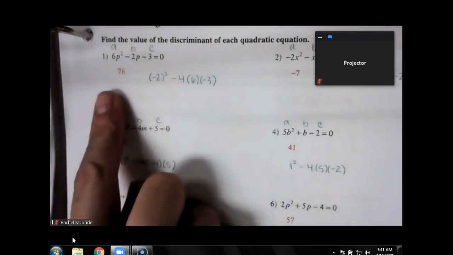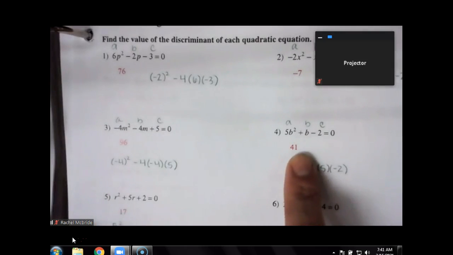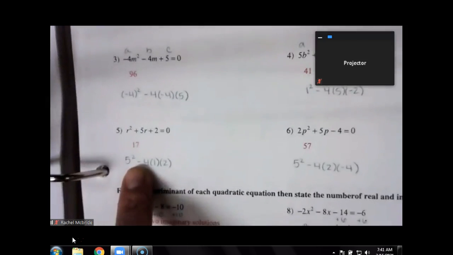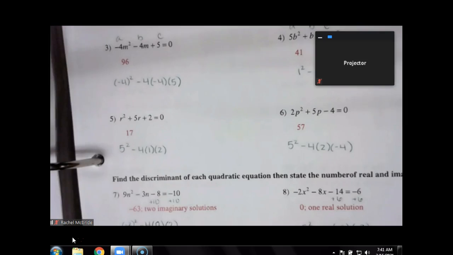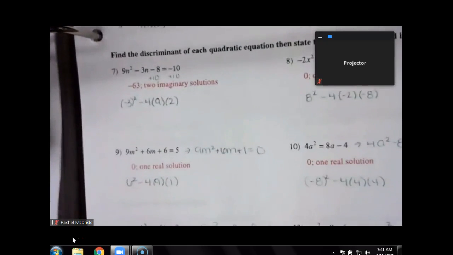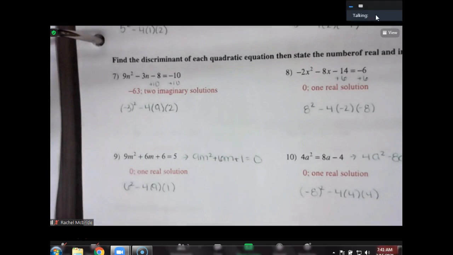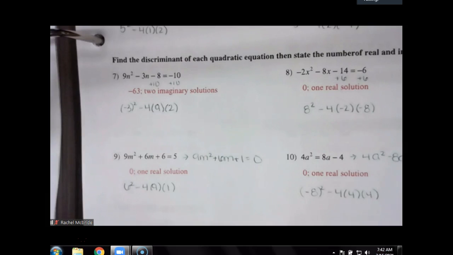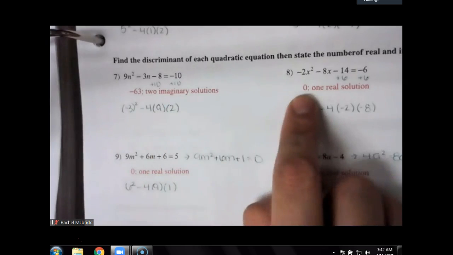Number 1 was 76, negative 7, 96, 41, 17, and 57. Wait, what was number 2? 2 was negative 7. And then down at the bottom, we had negative 63. That gave you 2 imaginaries.